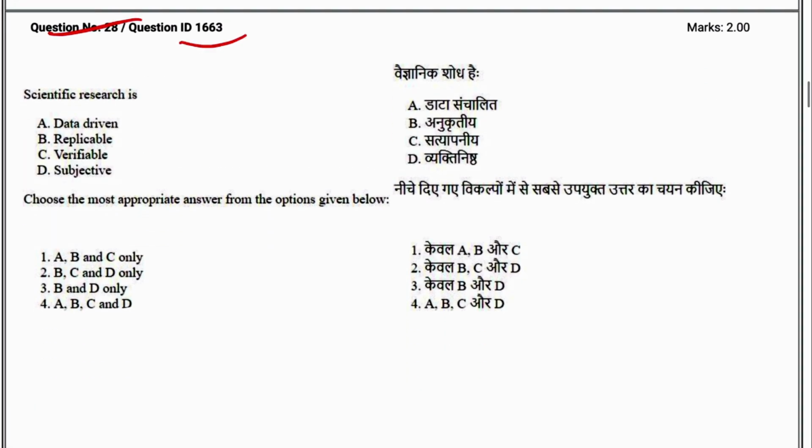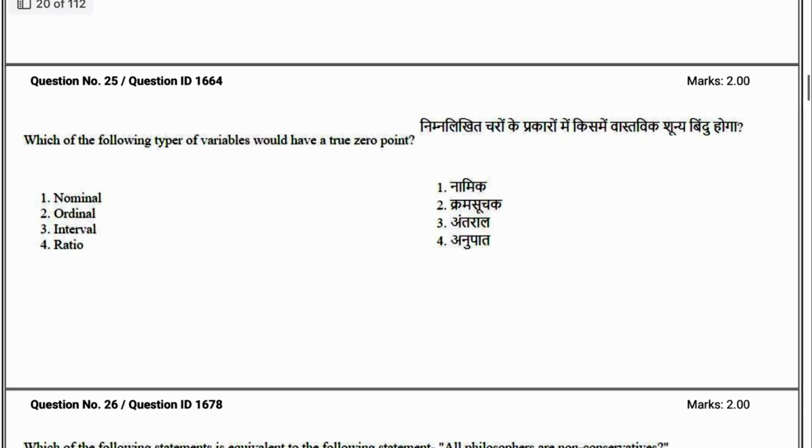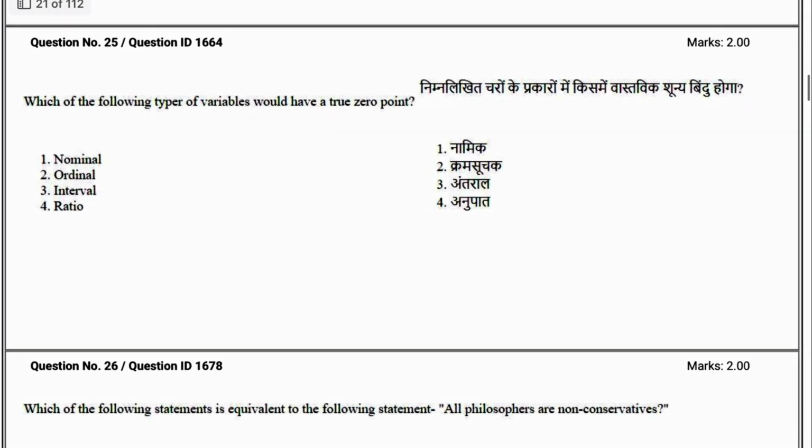Next is 63. Scientific research is data driven? Yes. Replicable? Yes. Verifiable? Yes. Subjective? Not B. So A, B, C only. 1 is the answer. Next is 64. Which of the following types of variables would have a true 0 point? Nominal, ordinal, interval? No. Ratio. 4 is the answer.